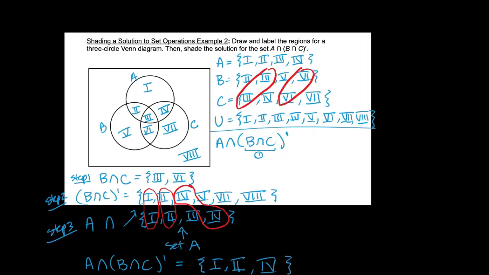And so then to shade my answer, I'm just going to shade where I see those Roman numerals. So I'm going to shade where I see 1, and I'm going to shade where I see 2. I'm going to be careful not to shade 3 because I don't want to include that, but I want to shade 4. And so that is the visual. So technically that is the answer since the problem asked me to shade that solution.